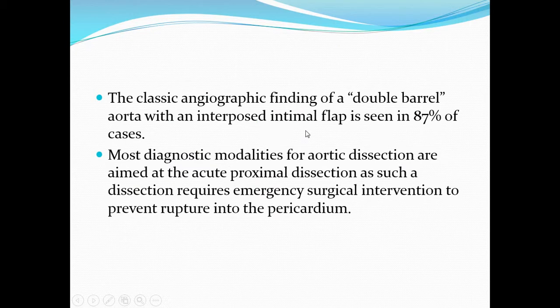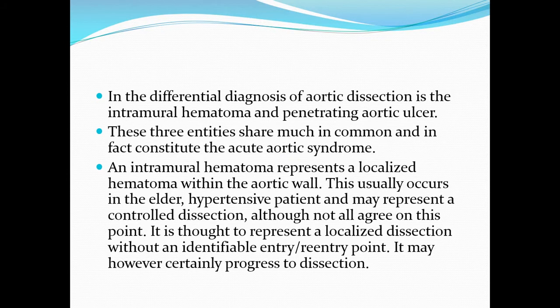The classic angiographic finding is that of a double barrel aorta with interposed intimal flap. This is seen in about 87% of cases, and the most diagnostic modalities for aortic dissection are aimed at the proximal dissections, as such dissection requires emergency surgical intervention to prevent rupture into the pericardium. So, the more proximal, the more emergent the dissection is.